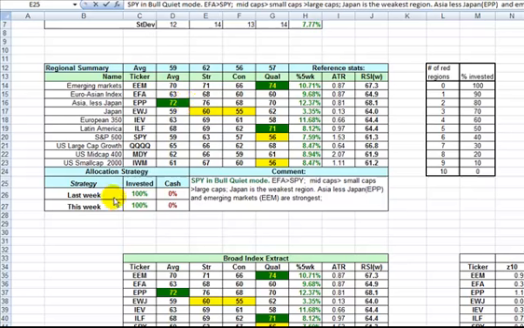Our allocation strategy: last week we were 100% invested, 0% cash. This week 100% invested, 0% cash. That means we are full speed ahead, all systems go, looking for strength in global markets.